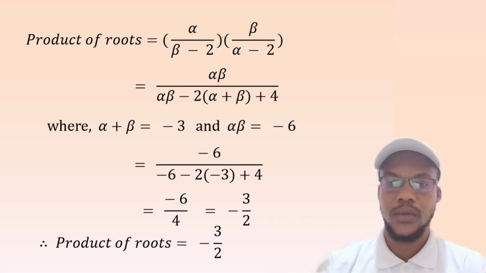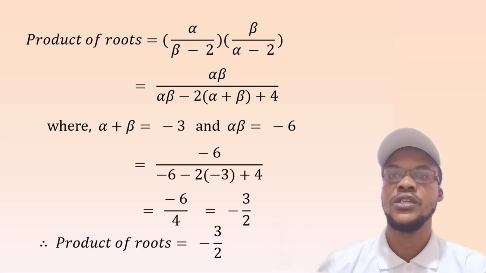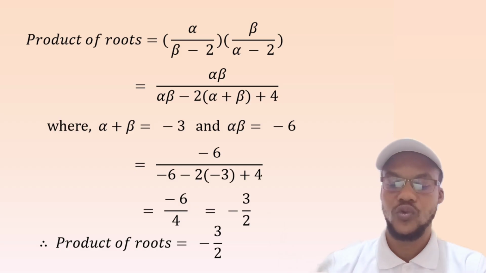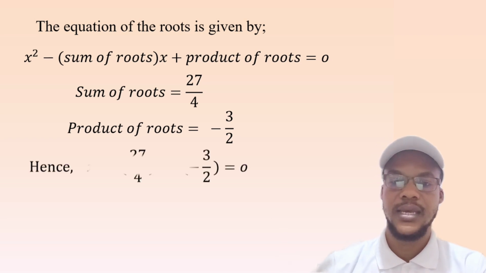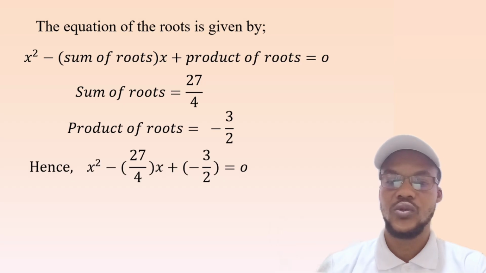Once we are able to calculate the sum of the roots and the product of the roots, then we can proceed to find the equation of those two roots. We all know that the equation is given as x squared minus sum of roots x plus product of roots, and we have the sum of roots and product of roots. So we just substitute these values and then we are good to go. When you substitute, you are going to get x squared minus 27 divided by 4 x plus negative 3 on 2, which is equal to 0.